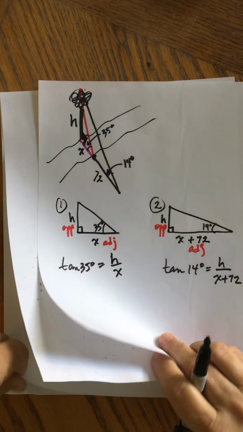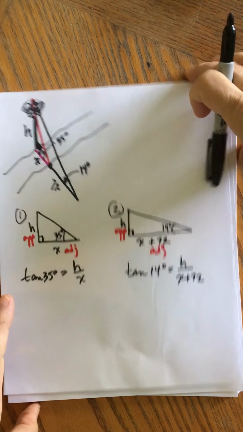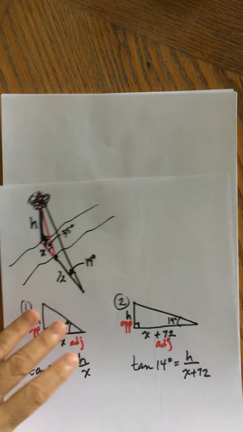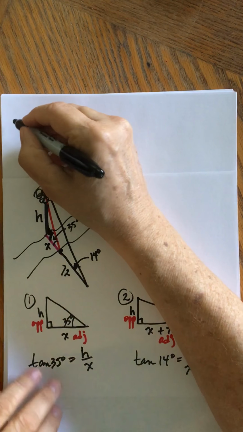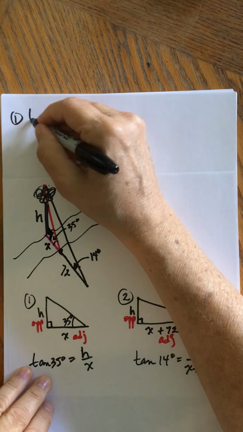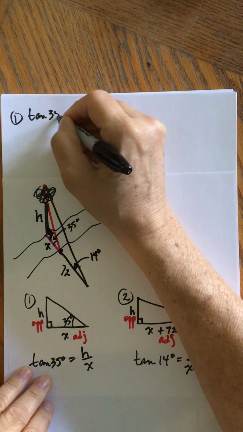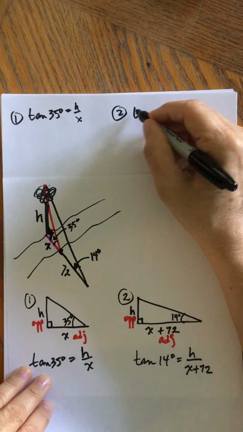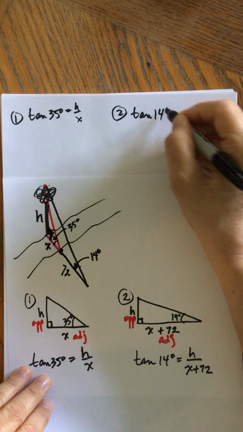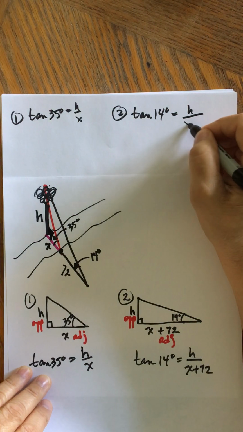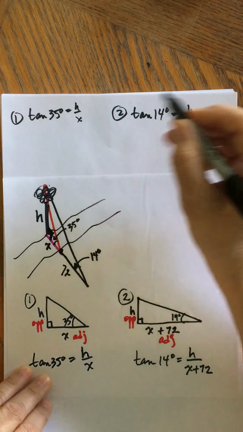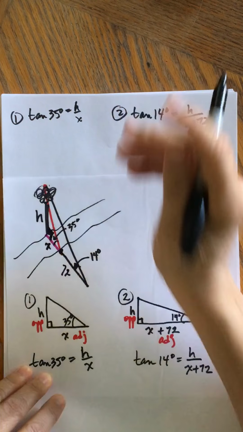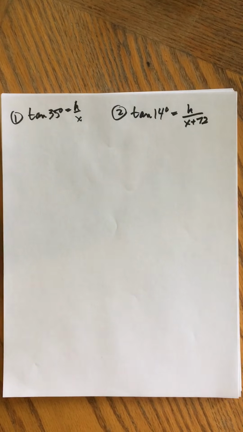All right, so let me get a fresh piece of paper here. These really bleed through. All right, so let me just rewrite these again. So from 1, I have tangent 35 is h over x, and from 2, I have tangent 14 is equal to h over x plus 72. Now, if you can, go ahead and pause the video and solve this. Go ahead and work with it.